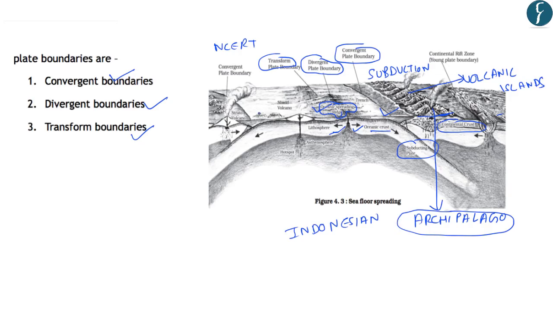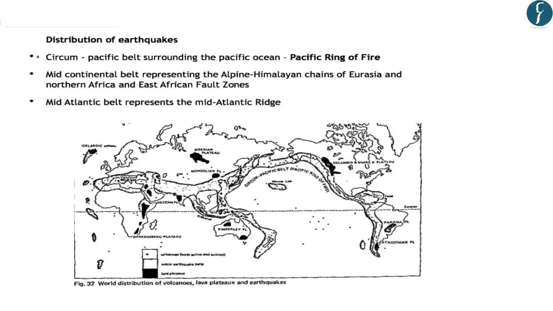Now, after understanding the convergent, divergent and transform boundaries, let us understand the world distribution of earthquakes and volcanoes. Now, regarding the distribution of earthquakes, we should understand that major earthquake and volcanic zones are overlapping in nature. And one such example is the Circum-Pacific Belt. Now, this surrounds the Pacific Ocean, and this can be seen in the map here, the Circum-Pacific Belt, and it is also known as the Pacific Ring of Fire. Now this is a major zone of earthquake and volcanoes because major convergent plate boundaries are found here, as was seen in the map previously.